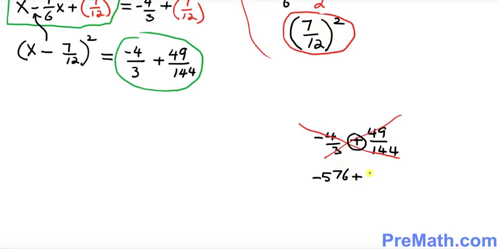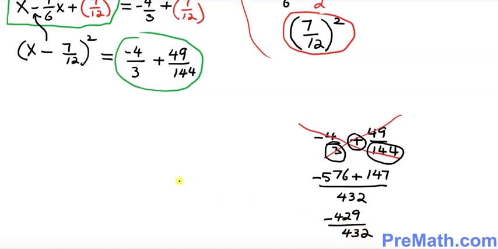49 times 3 is 147, divided by, I want you to multiply the bottom numbers, the denominators. That's going to give you 432. Once you simplify the top, that's going to give you negative 429 over what?